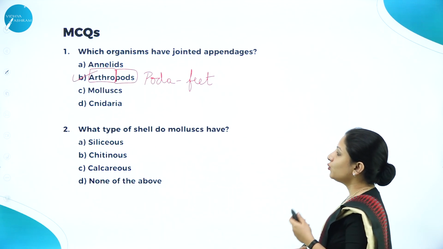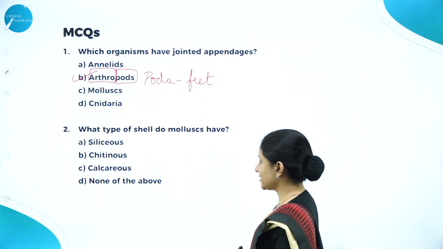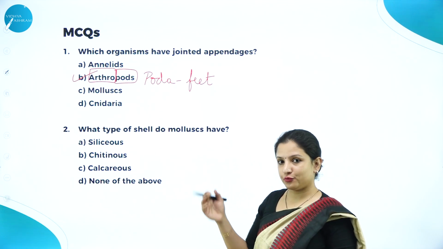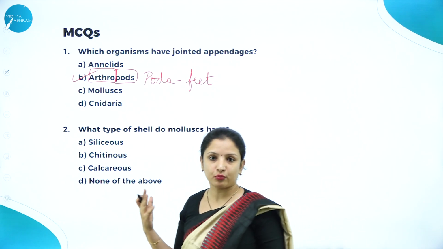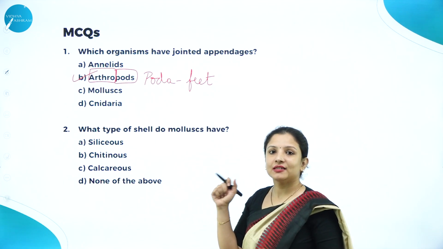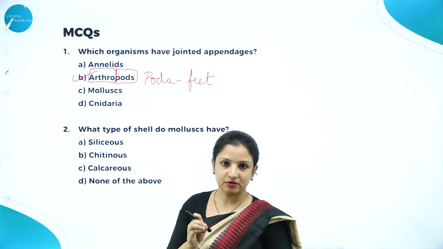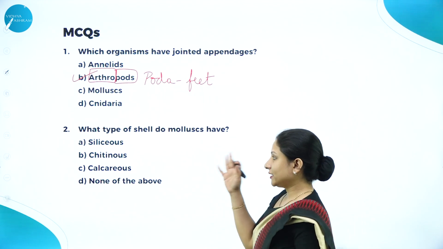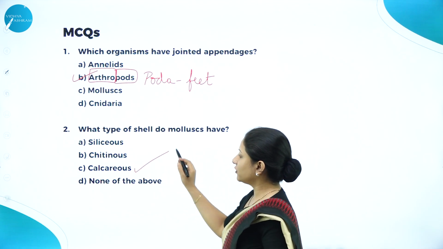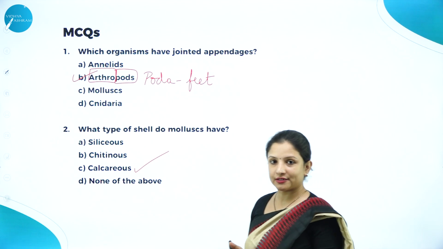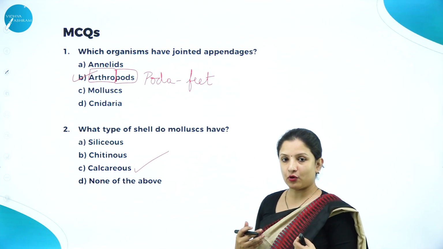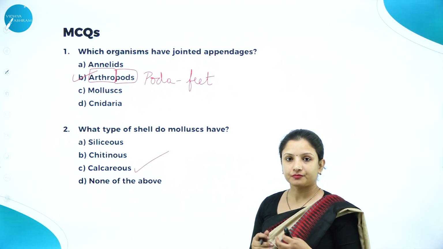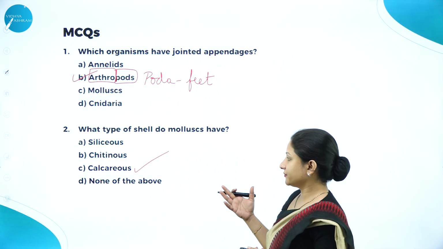Moving further, what type of shell do mollusks have? Siliceous, chitinous, calcareous, none of the above. So chitinous skeleton is present in arthropods. Arthropods have an exoskeleton which is made up of chitin. So remember that. Siliceous is usually present in diatoms, which we had studied under chrysophytes, right? Calcareous: mollusks have a calcareous shell, be it the oyster, the snail which carries a shell on its body, or be it the octopus. In the octopus also, the mantle is made up of calcium. So it is calcareous.